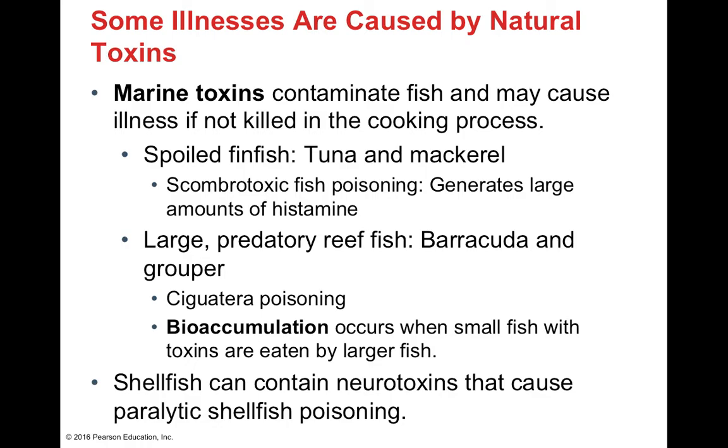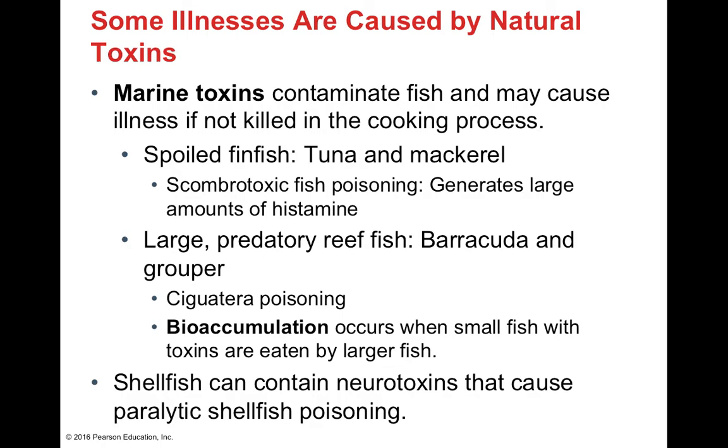Now, in large fish, like predatory reef fish, such as barracuda and grouper, these can end up bioaccumulating toxins, such as ciguatera, when small fish are eaten by the larger fish. So very tiny fish are eaten by small fish, which are eaten by medium fish, and eventually medium fish are eaten by large fish, where all of these toxins bioaccumulate as they go through these multiple layers. And so if you eat these really large fish, you're at risk for consuming materials that bioaccumulate.